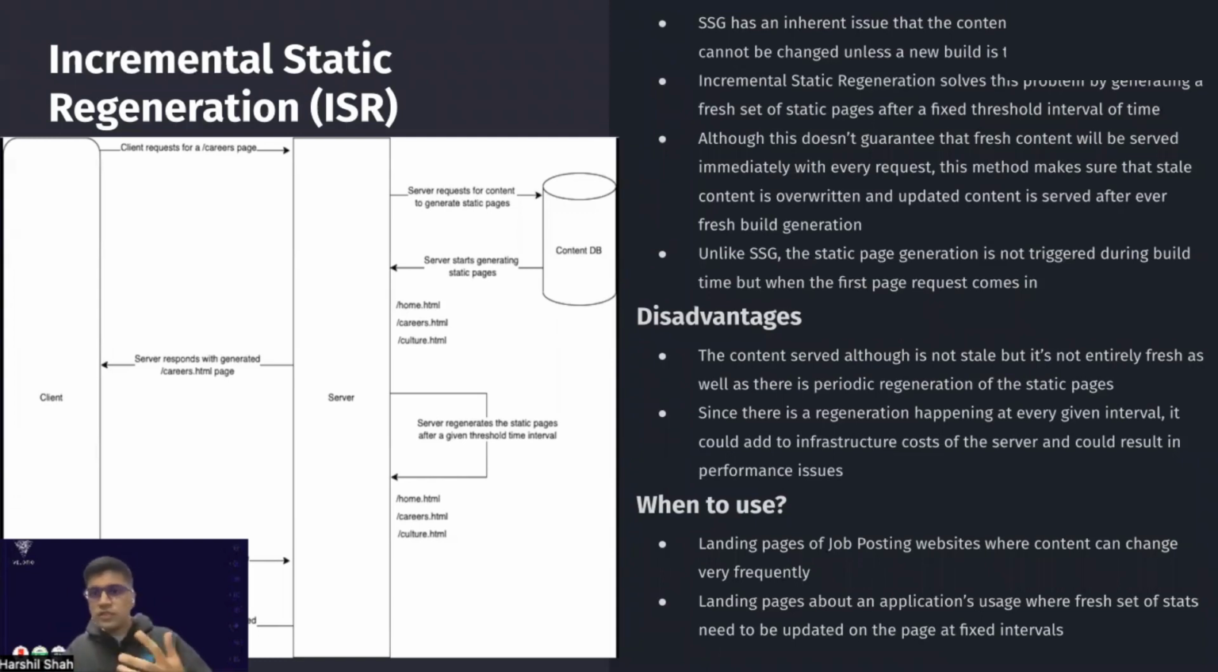One use case that I could think of is job posting websites, the landing pages of job posting websites. The SEO is really necessary, since the pages are being served with ready to view content. The crawlers can easily crawl those and they can index the page really well. So that is one use case. And secondly, since job posting websites require fresh data or fresh statistics to be updated after every time interval, it's a good use case to consider incremental static regeneration for those cases.